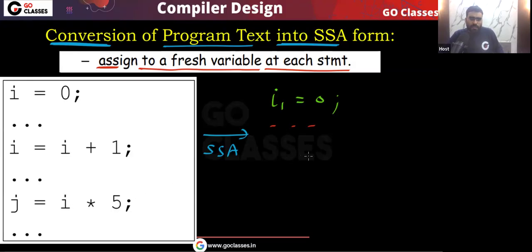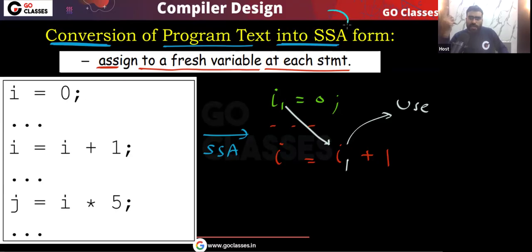Now after some time, you have this I. Which I is this? See, this is a use. There is no problem with a use; you can use a variable any number of times. In SSA, only the assignment should happen at most once. So this variable we are using, let's call it I1.